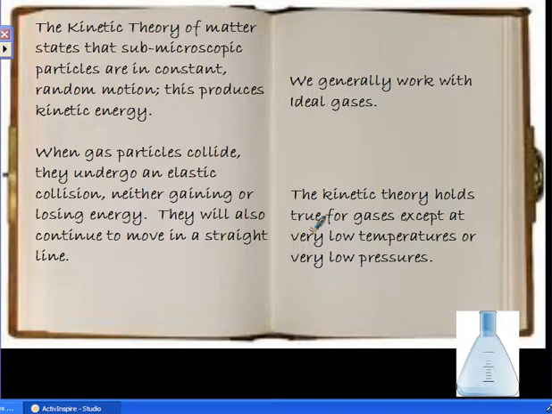Okay? So when gas particles collide, they undergo what we call an elastic collision. They don't gain or lose any energy. They simply change their line of movement. So they continue in a straight line, just maybe in a different direction. Now, the kinetic theory holds true for gases, except at very low temperatures or very low pressures. That's why we are going to deal with ideal gases.